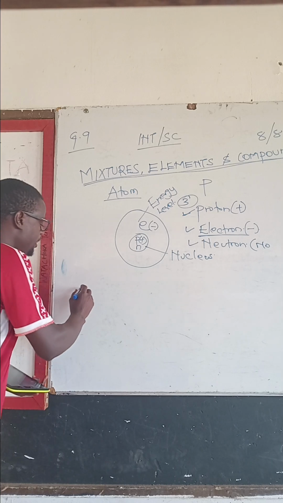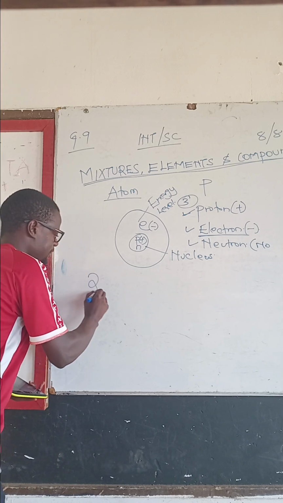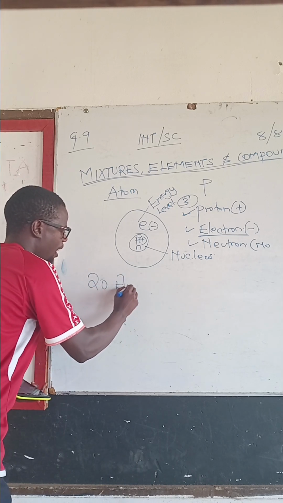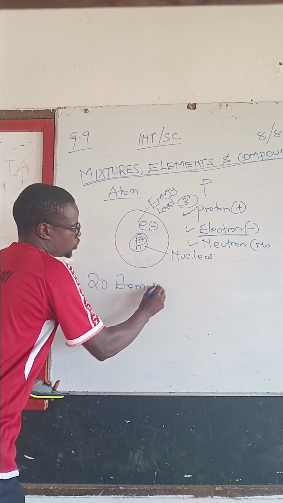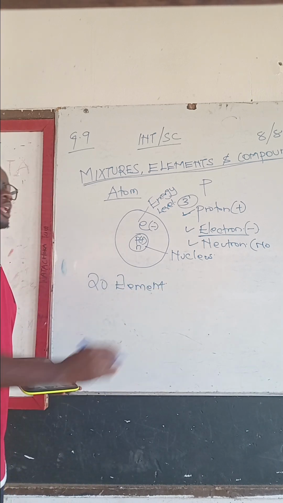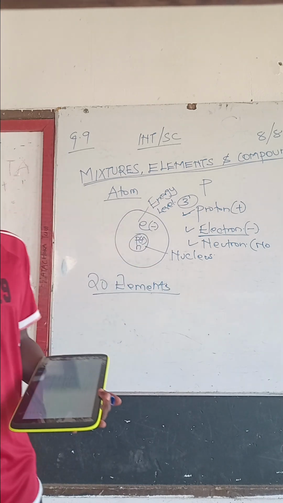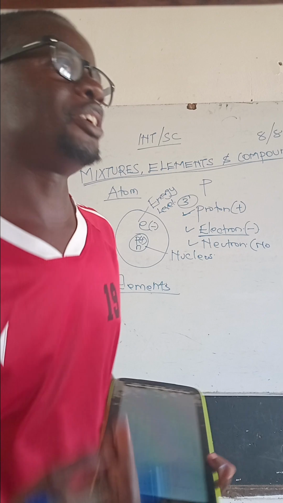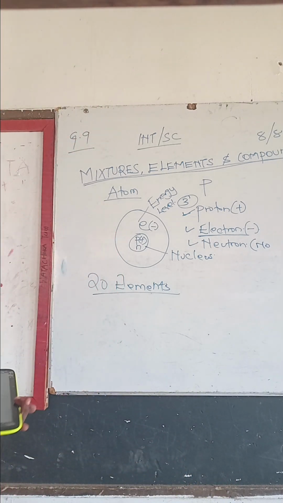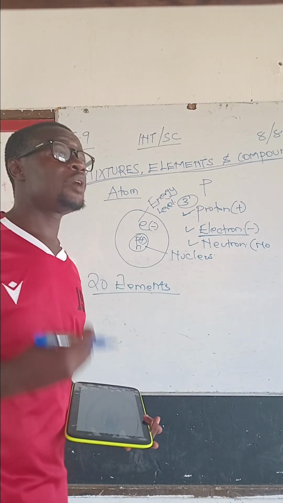Then we need to understand now what we call the 20 elements. Why do we have to know these 20 elements? The 20 elements actually will help us understand the next thing that we are going to talk about, that is electron arrangement. The 20 elements, we have got different ways of mastering them.